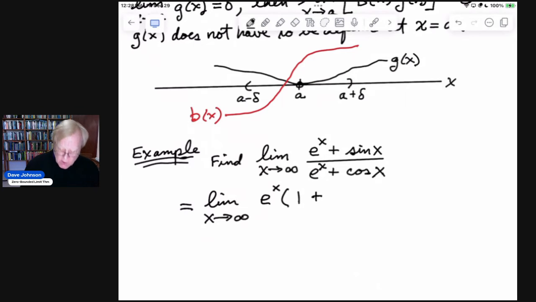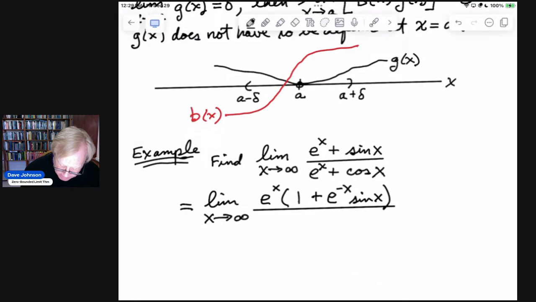Now, there was no e to the x multiplying the sine x, but I can write this now as e to the negative x sine x. And we'll come back and see why that's true. Let me just go ahead and do the denominator, do the same thing downstairs. And we get 1 plus e to the negative x cosine x.